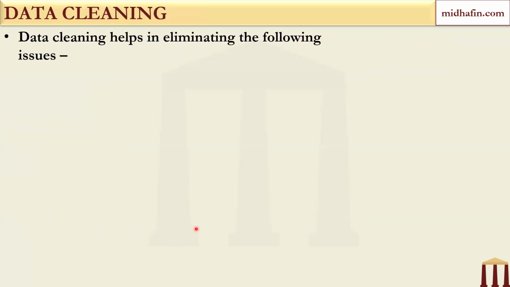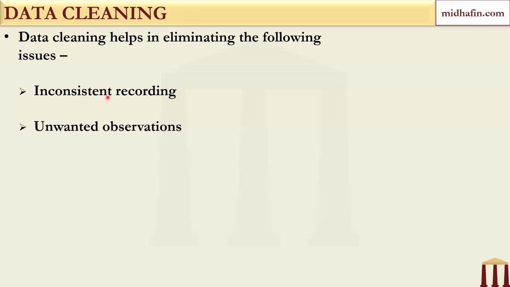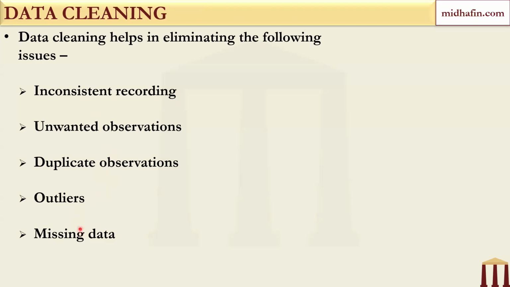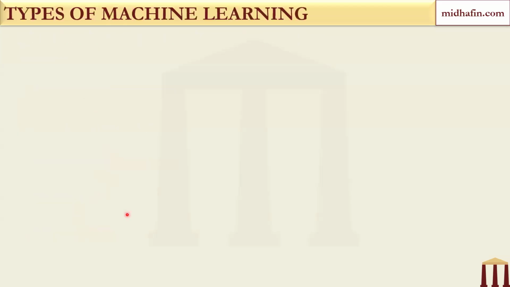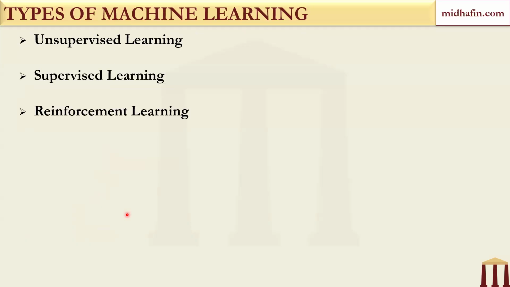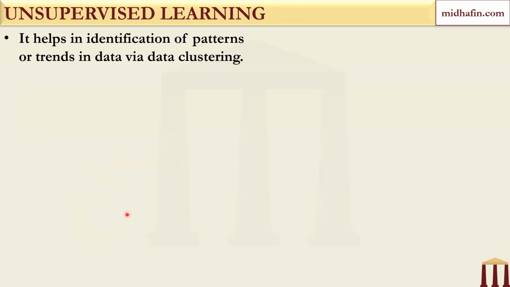Then you have data cleaning. Data cleaning helps in eliminating these issues: inconsistent recording, unwanted observations, duplicate observations, outliers and missing data. Now let's come to the important part. You have types of machine learning: unsupervised, supervised, and reinforced. Reinforcement learning or reinforced learning.